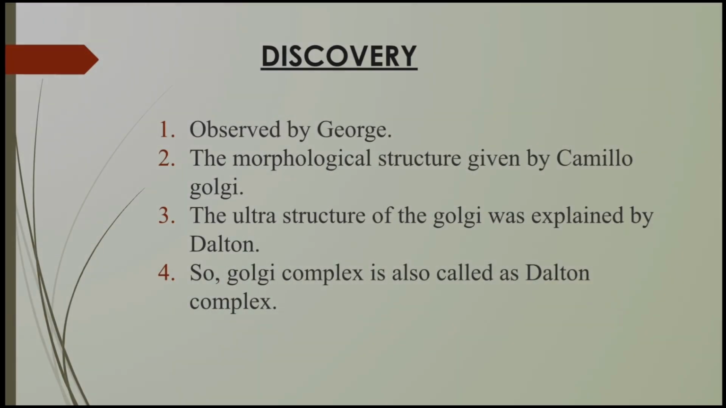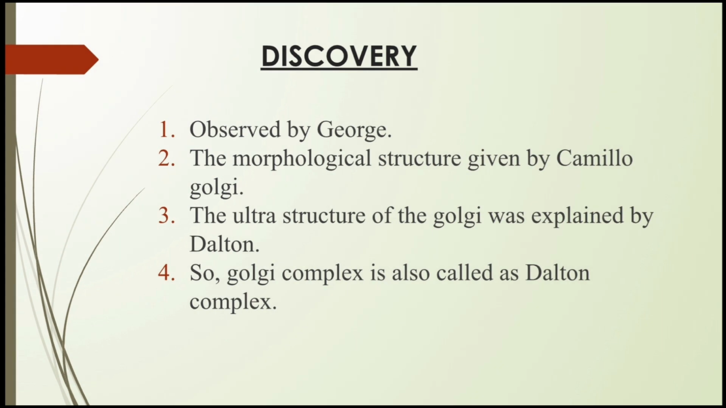Now, let's see the discovery of the Golgi complex. Golgi complex was first observed by George. Then the morphological structure of Golgi complex was given by Camillo Golgi. So, it is called as Golgi bodies. Then the ultrastructure of the Golgi bodies was explained by Dalton. So, it is also called as Dalton complex.